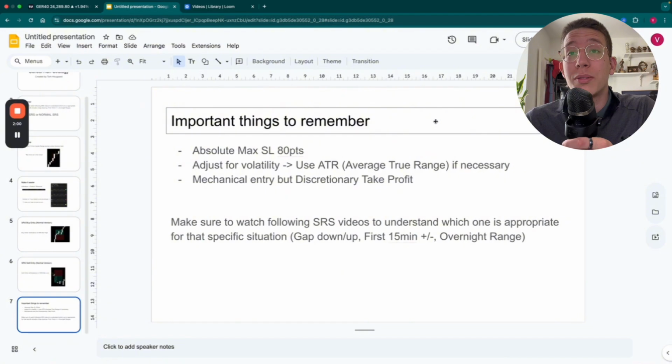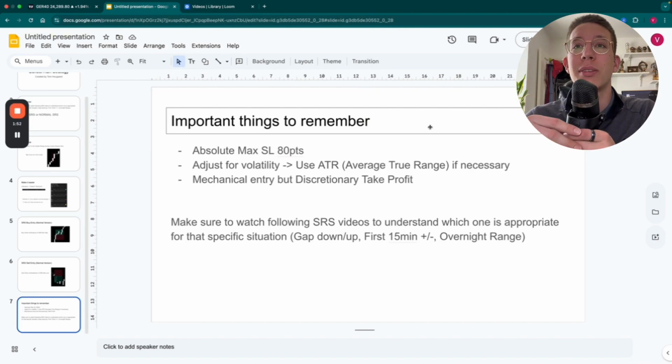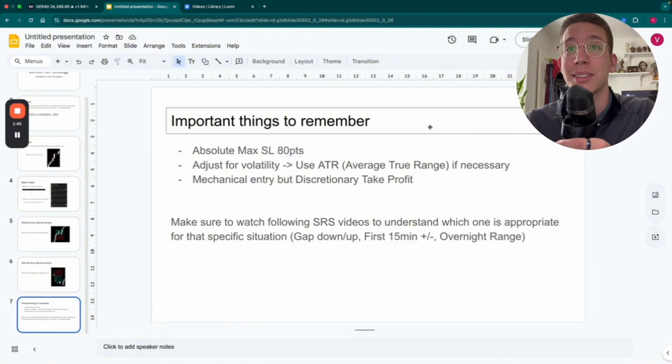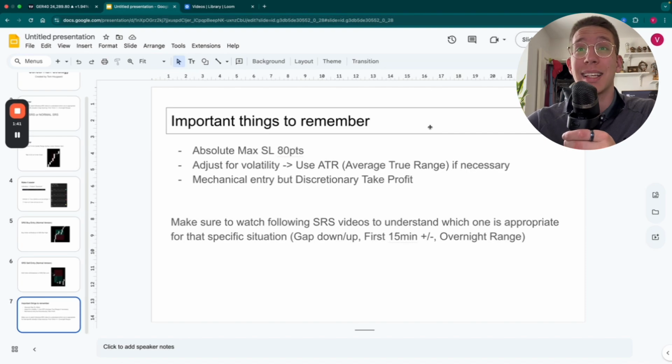There's important things you should also remember. The school run strategy works brilliantly, but you should have no more than an 80-point stop loss. That's what Tom Hugart said. I've been following that and it's worked perfectly. You don't need it any bigger. Usually it's 80, 60 points should be absolute maximum.